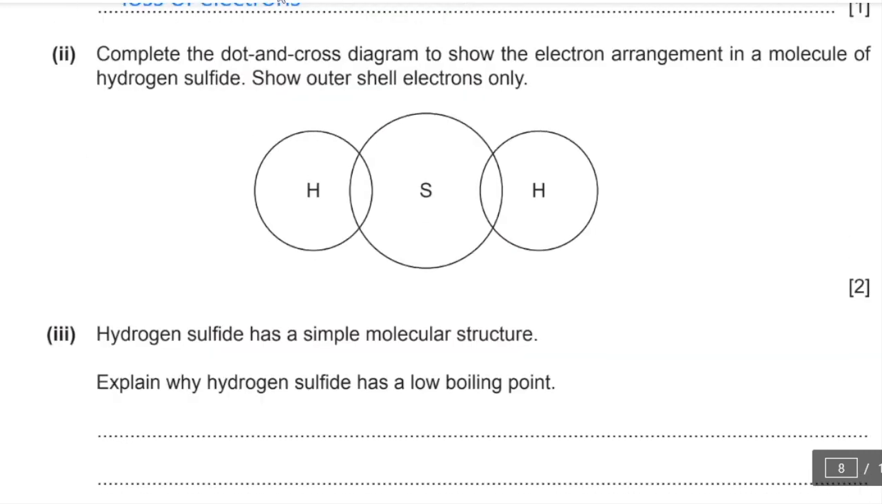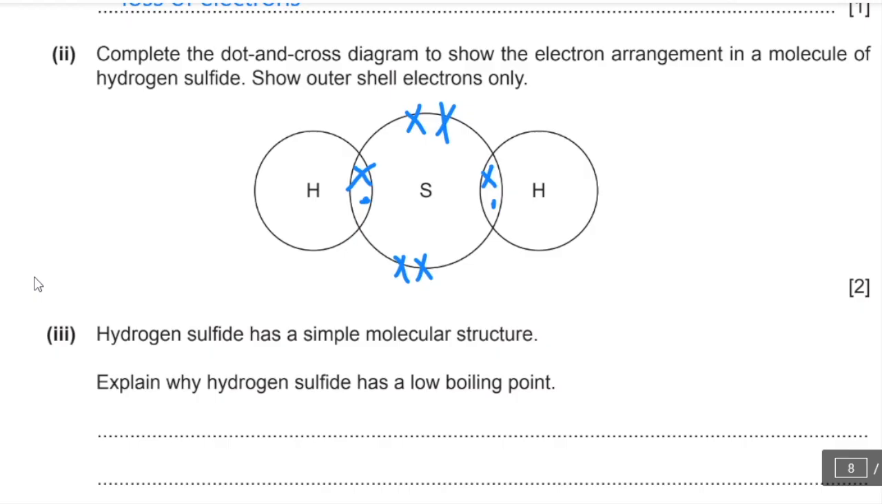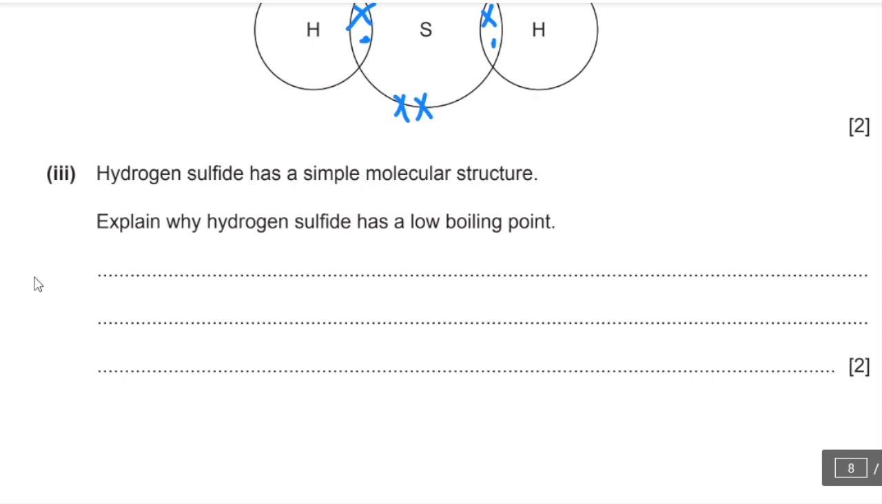Right, so sulfur has 6 electrons in its outer shell and it only needs 2 more, so it receives one of those 2 from each of the hydrogen atoms, and hydrogen as well has 1 electron in its outer shell, needing only 1 more electron. So this sulfur forms a single bond with each of the 2 hydrogen atoms, and then it has its own remaining 4 electrons. Hydrogen sulfide has a simple molecular structure.